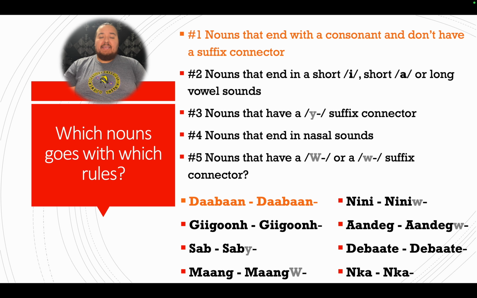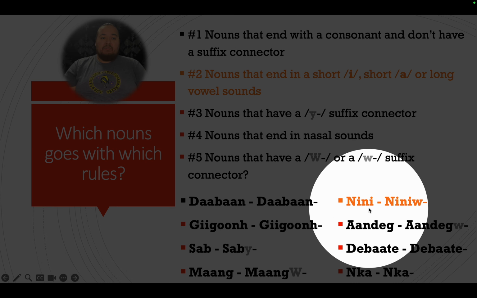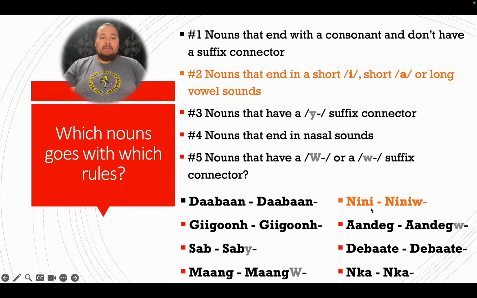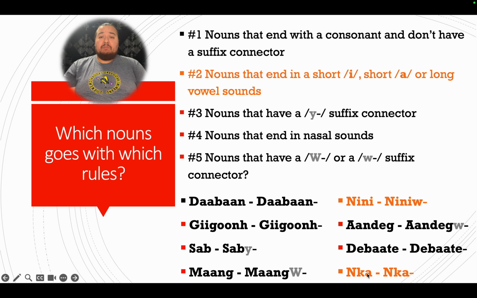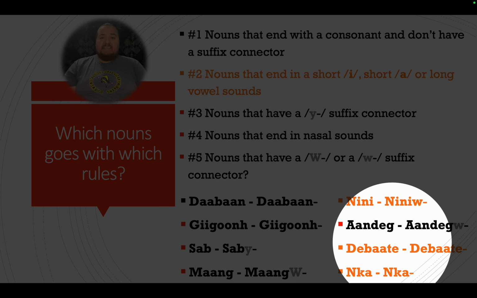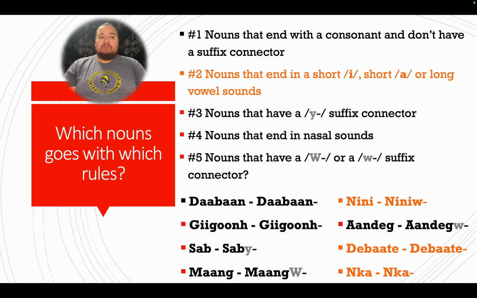Next, nouns that end in short I, short A, or long vowel sounds. The first one we have, nene, ends with a short I sound. The next one, nka, ends with a short A sound. And lastly, we're looking for one that ends in a long vowel sound, and that's debote. That E is a long vowel sound. So all three of these examples follow the second rule.